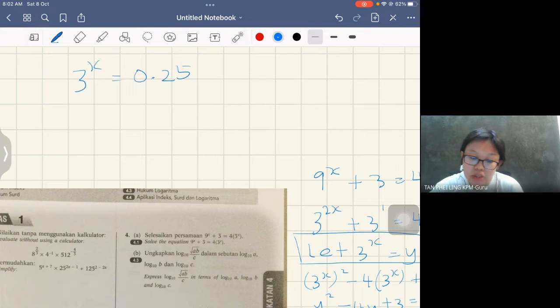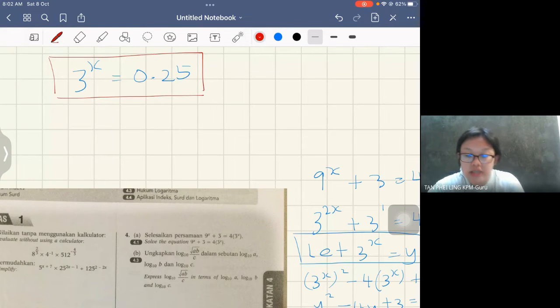Okay, so how to deal with log? You have 3 power x, so 3 has a friend, power x here, and then you have 0.25. The 3 here is the base, the x is the power. The 0.25 is what you want to solve, but it is alone here, isn't it? So when you want to change to log, right?